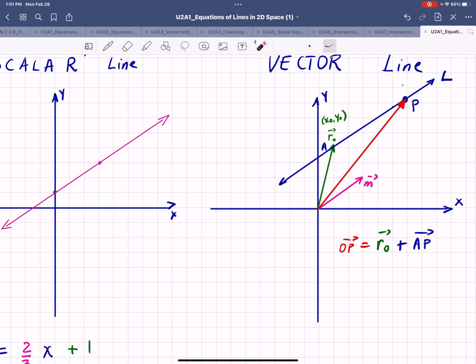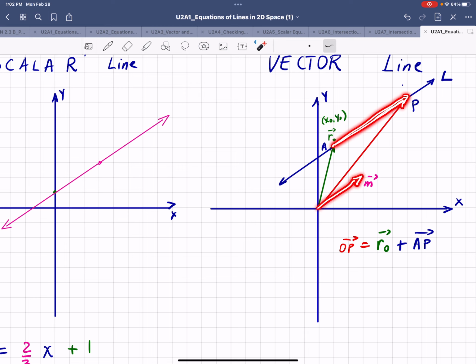So again, take a look at it. Vector OP, which is the vector that connects the origin of the Cartesian plane with any point on the line, would equal vector R0, which is our starting vector, plus this vector here, vector AP. So I want us to focus our attention on vector AP. Recall that vector AP is parallel to vector M.